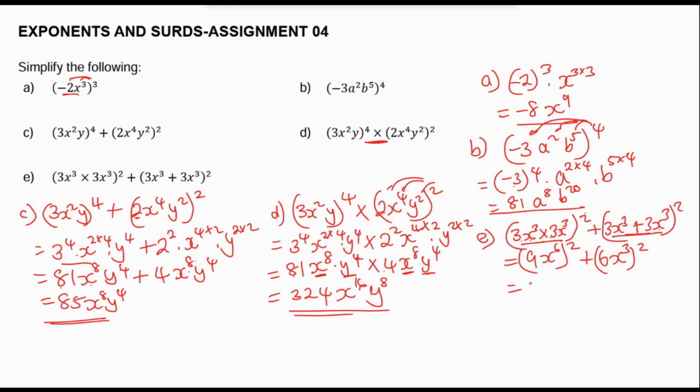Right, now this becomes 9 squared, distributing the outer exponent, and x to the power 6 times 2, which is 12, plus 6 squared, then x to the power 3 times 2, which is 6, so it's x to the power 6. 6 squared times x to the power 6. These are different terms, so this is 81 x to the power 12 plus 36 x to the power 6. These are unlike terms, so we leave them as they are.